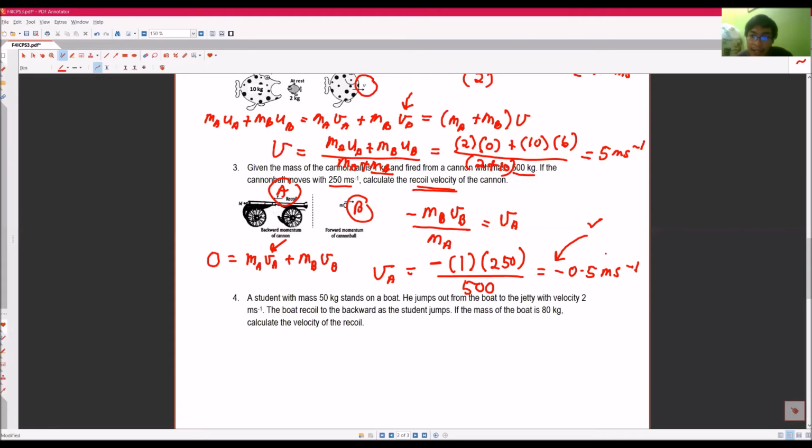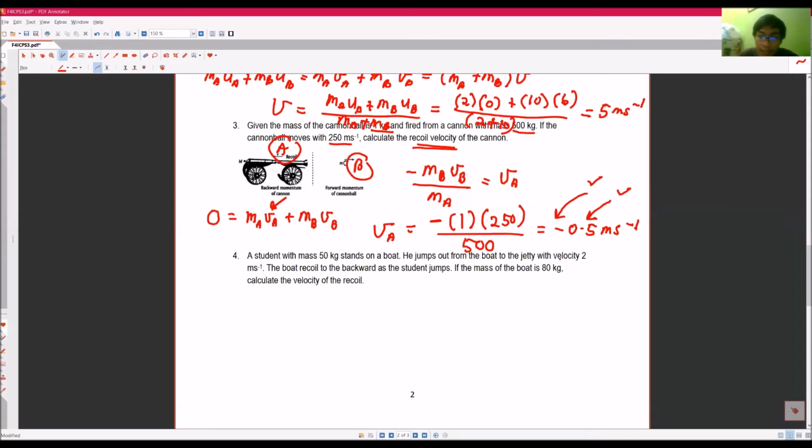And then the second thing is that the magnitude of the cannon's recoil velocity is smaller than the bullet's, because due to the bigger mass, it has bigger inertia, so it's very hard to start to move. So the cannon is harder to move because of the big inertia, so it has a smaller velocity. So that is the second check.